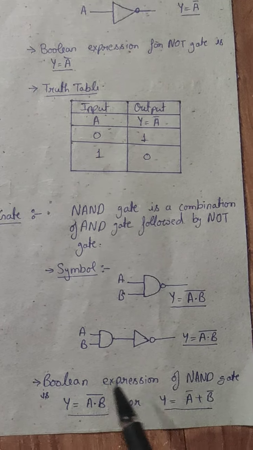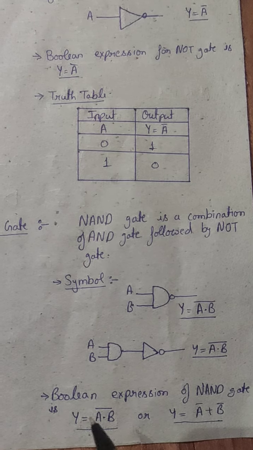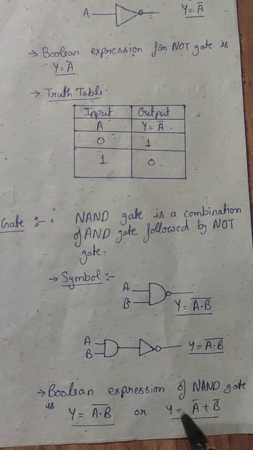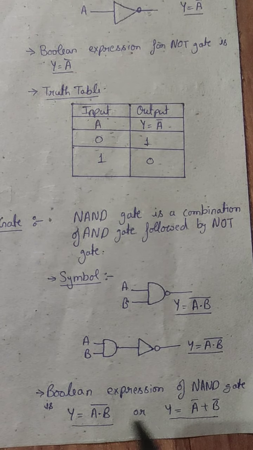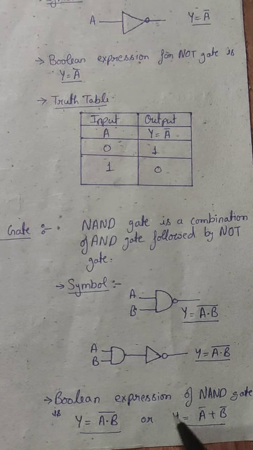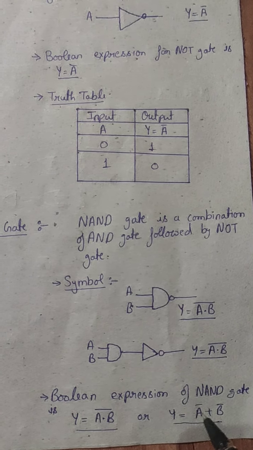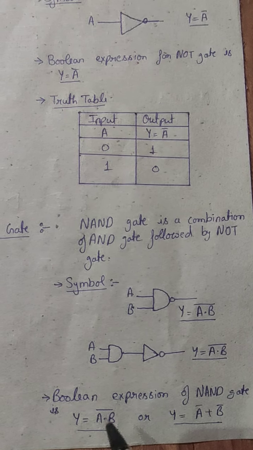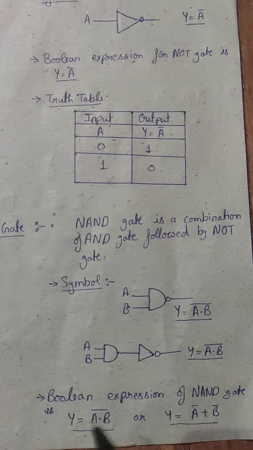Here we can see the Boolean expression of the NAND gate, that is y is equal to (A dot product B) complement, or y is equal to A complement plus B complement. These both expressions are the same because of De Morgan's law. Because of that law, this can be converted to this, and this can be converted to this. So both these expressions are the same.